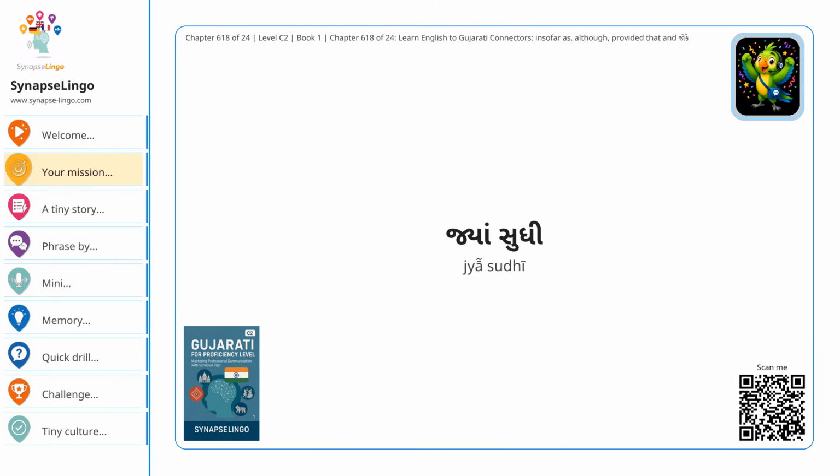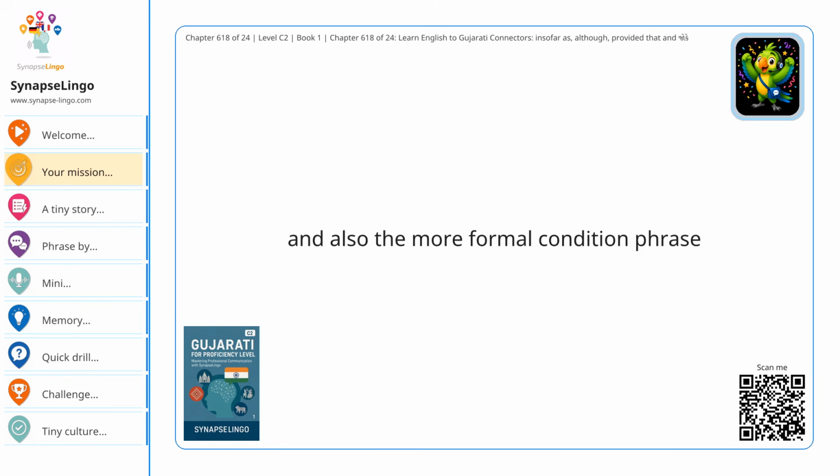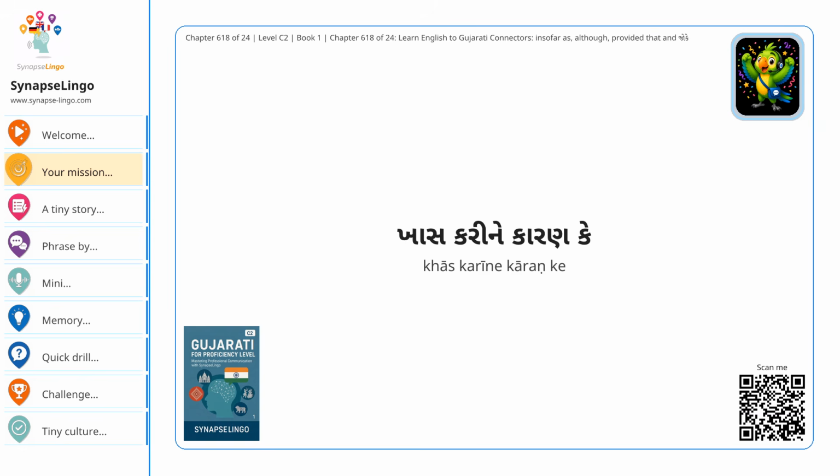Use જ્યાં સુધી for insofar as or to the extent that. Use જો કે and also the more formal condition phrase એ શરતે કે for provided that, depending on context. Use જો કે for although. Use ખાસ કરીને કારણ કે for especially since. Use આ પૂર્વધારણા હેઠળ કે for under the premise that. Use ધારીને કે for assuming that.